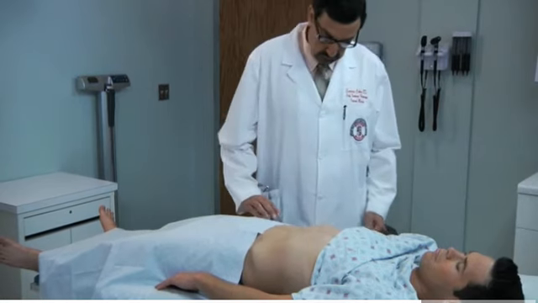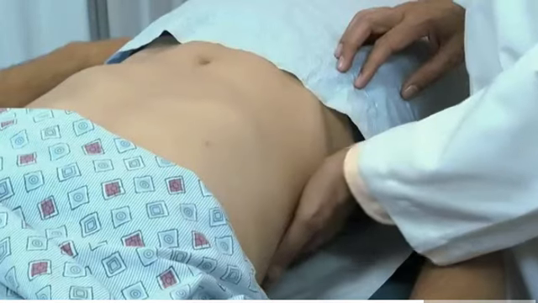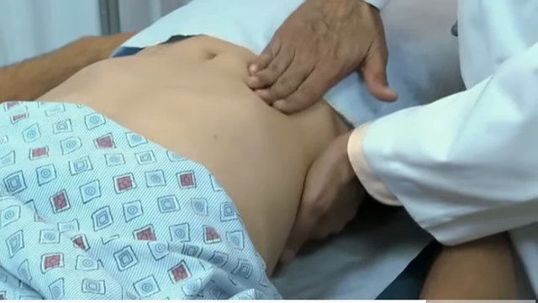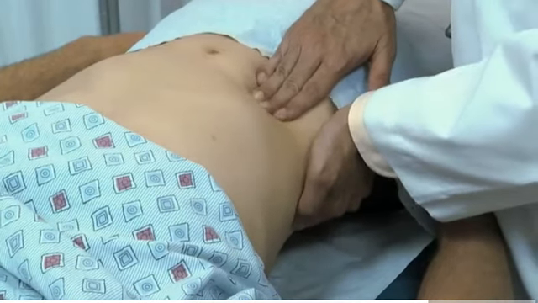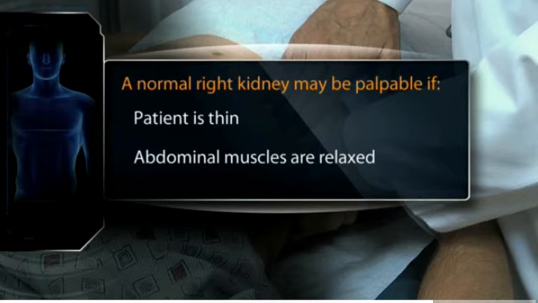To capture the patient's right kidney, return to the patient's right side and use your left hand to lift up from the back and your right hand to feel deep in the right upper quadrant. Proceed as before. A normal right kidney may be palpable, especially when the patient is thin and the abdominal muscles are relaxed.